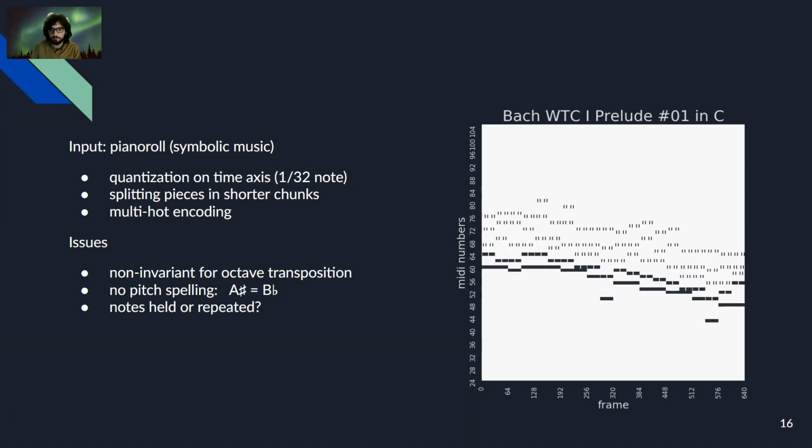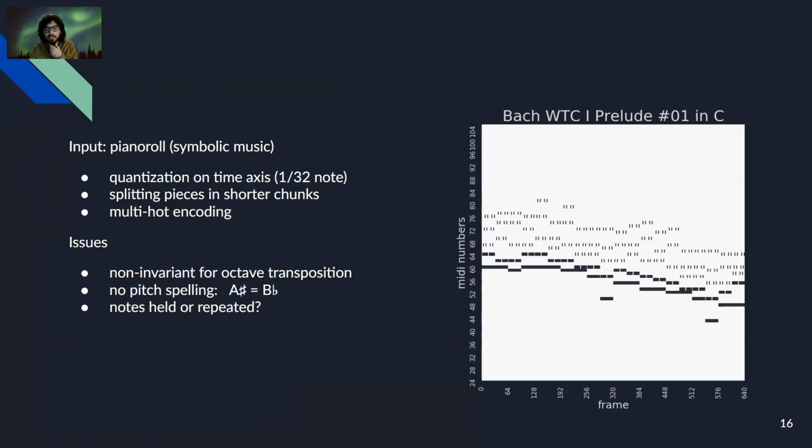Standard piano roll notation has some drawbacks. For example, it's non-invariant for octave transposition, and music is pretty much similar to itself when you transpose it an octave higher or lower. It doesn't introduce pitch spelling. That is a more advanced music theory concept for which A sharp and B flat, while having exactly the same audio representation in most cases, are not the same note from the theoretical perspective. And it also has other drawbacks, like we don't know if notes are held or repeated.